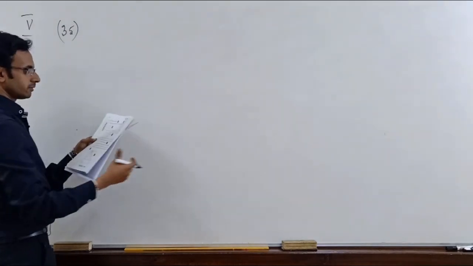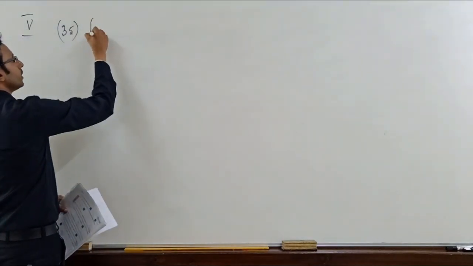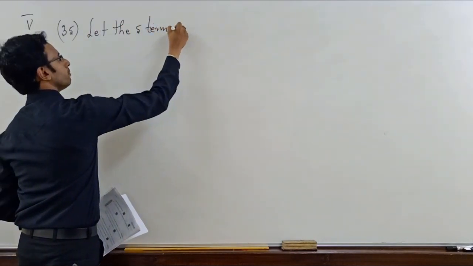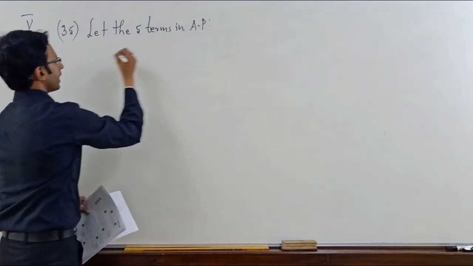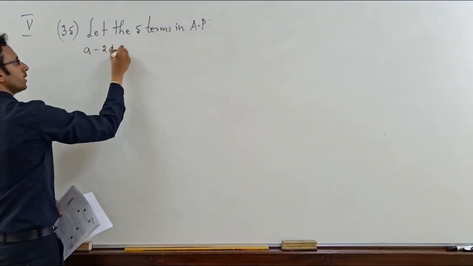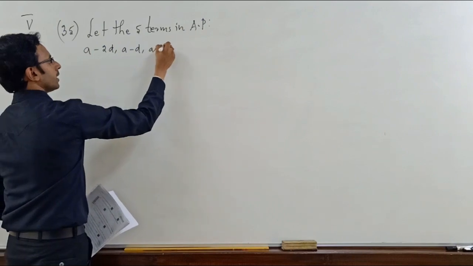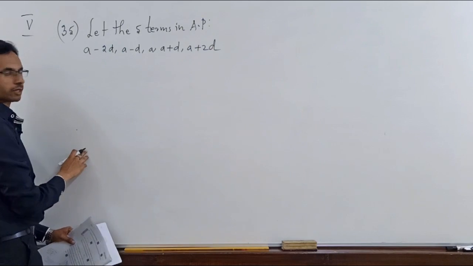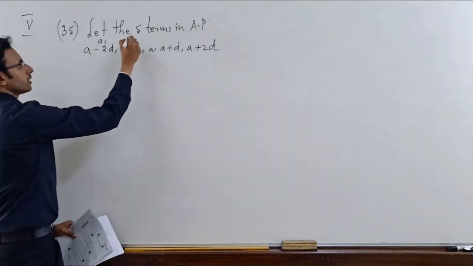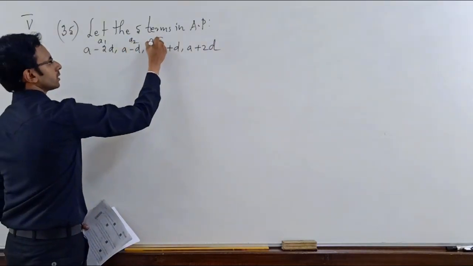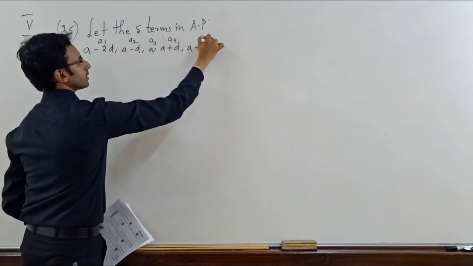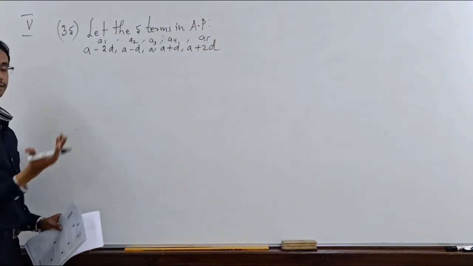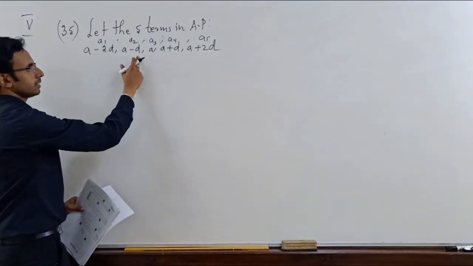So there are 5 terms in an AP. I told you, let the 5 terms in AP be taken as a minus 2d, a minus d, a, a plus d, and a plus 2d. So this should be the general form for us for 5 terms. First term a1, this is a2, this is the third term, this is the fourth term, and this is the fifth term. So when I say a1, it means a minus 2d rather than saying a. So a2 means it is a minus d, and so on.